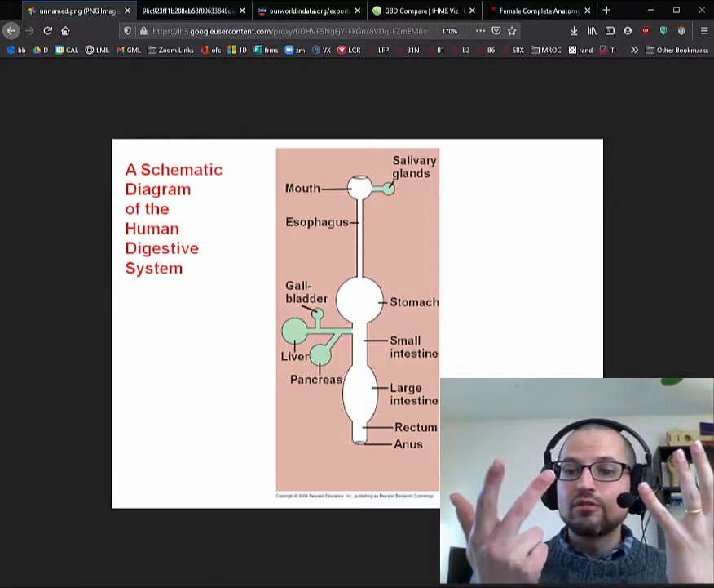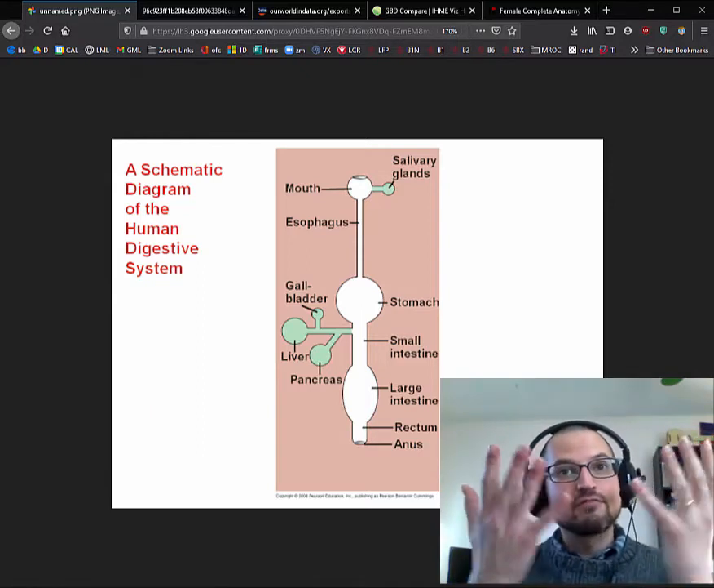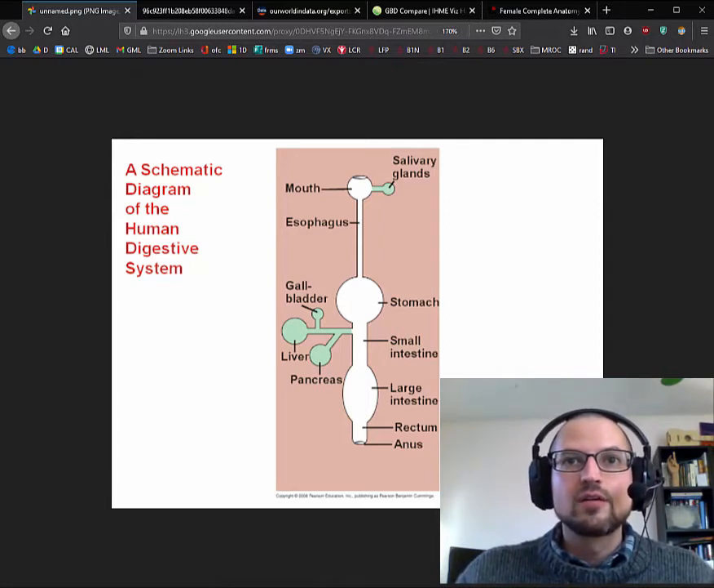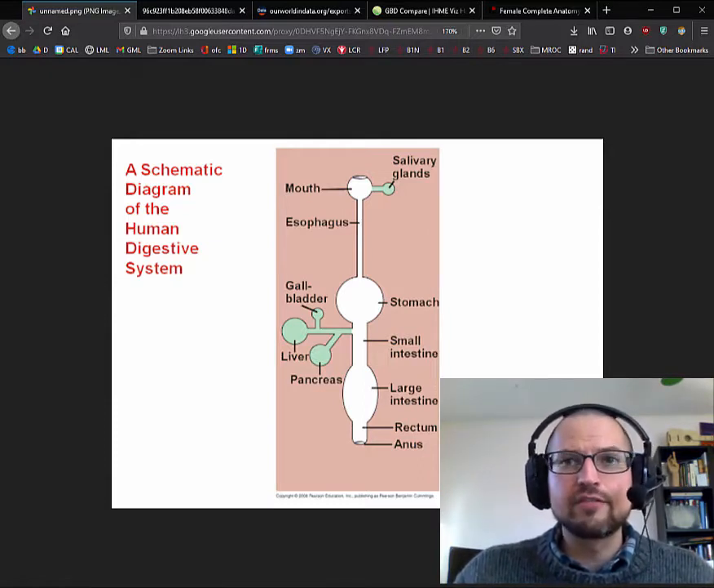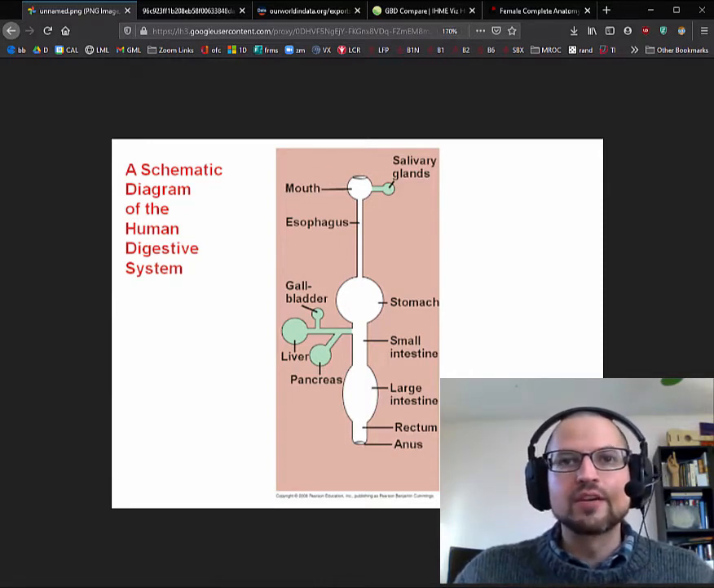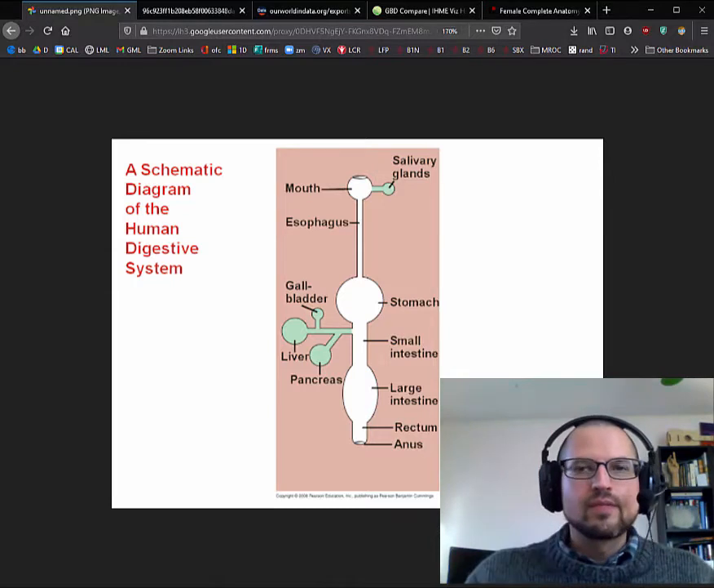Large intestine continues absorption, especially of water. Also, home to many bacteria. There we go. So absorption of water, and a large number of the bacteria that you harbor live here and do cool stuff like make vitamin K for you that you wouldn't be able to clot your blood without. Thanks, bacteria. Rectum, store the poo.